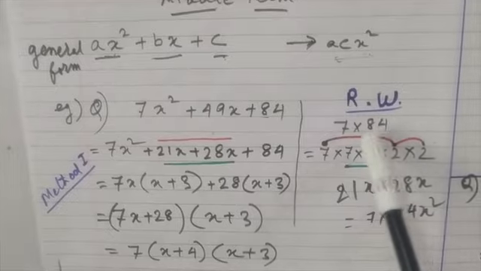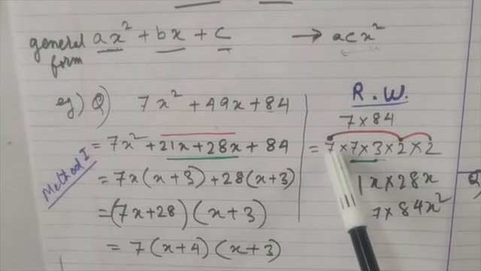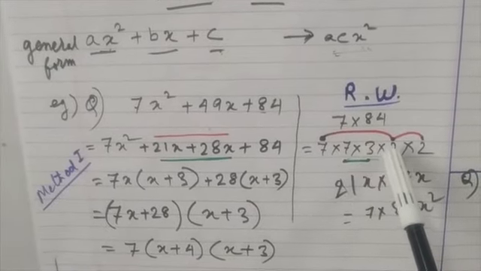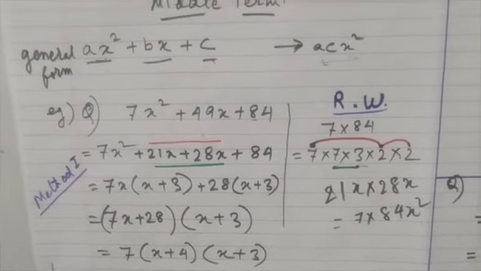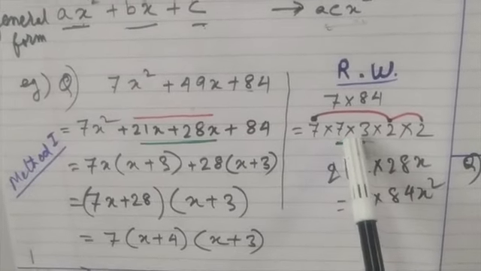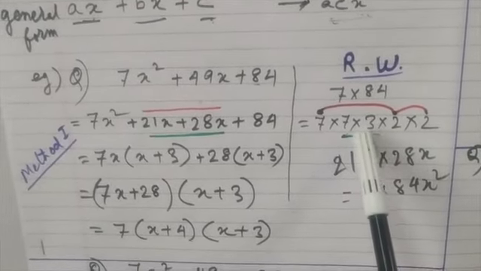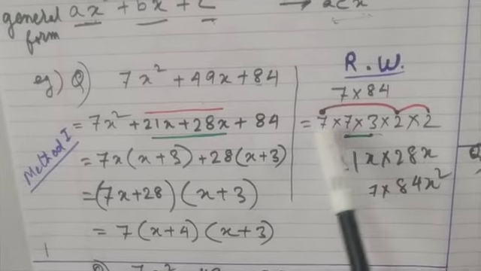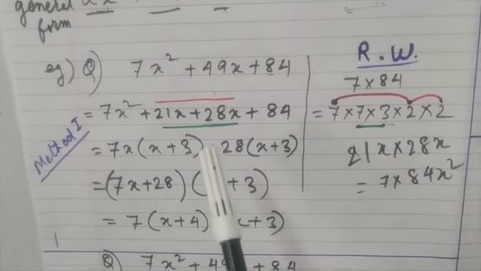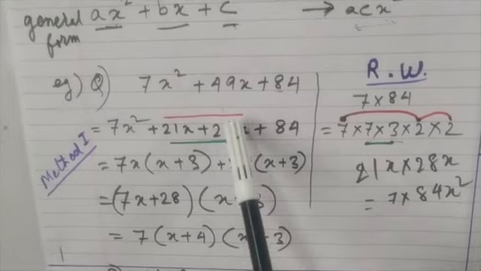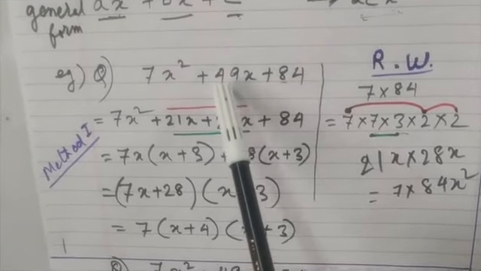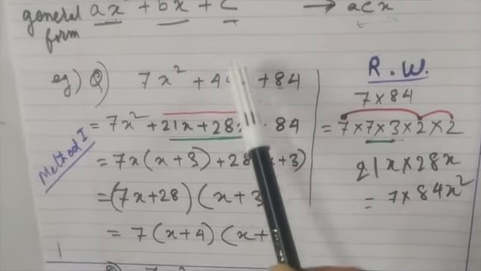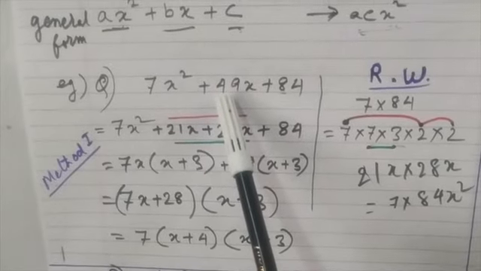Now 7 into 84, if we break up into its constituent factors, it becomes 7 into 7 into 3 into 2 into 2. Now you can see with green I have combined here 7 into 3, 21, and with red I have combined here 7 into 2 into 2, 28. Now see, 28 plus 21 is giving me 49. If you add them mentally, you can find them out.